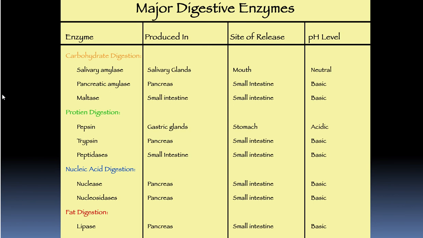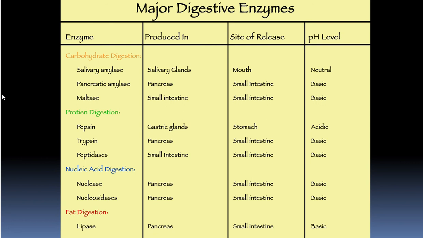Something to look at is how salivary amylase, which is active in the mouth, occurs at a neutral pH. Naturally, you would not want your mouth to be too acidic or too basic, because that can cause damage. Whereas the pancreatic amylase, which is active in the small intestine, is working at a basic pH. And naturally, pepsin, which is in the stomach, is active at an acidic pH.